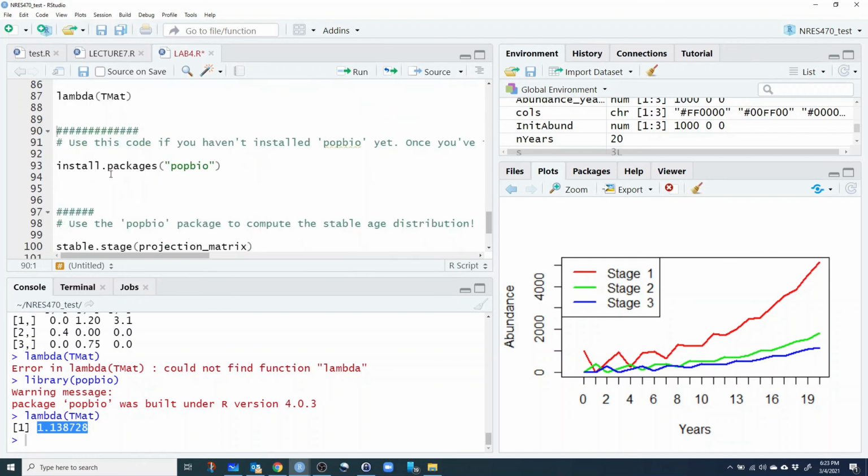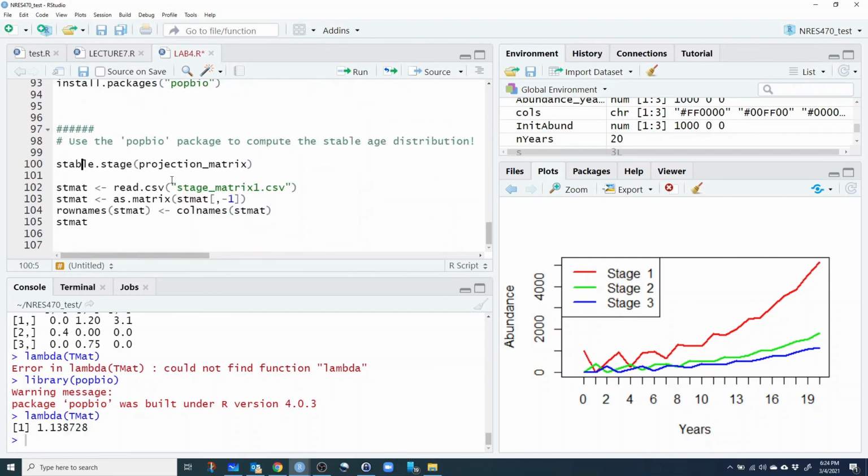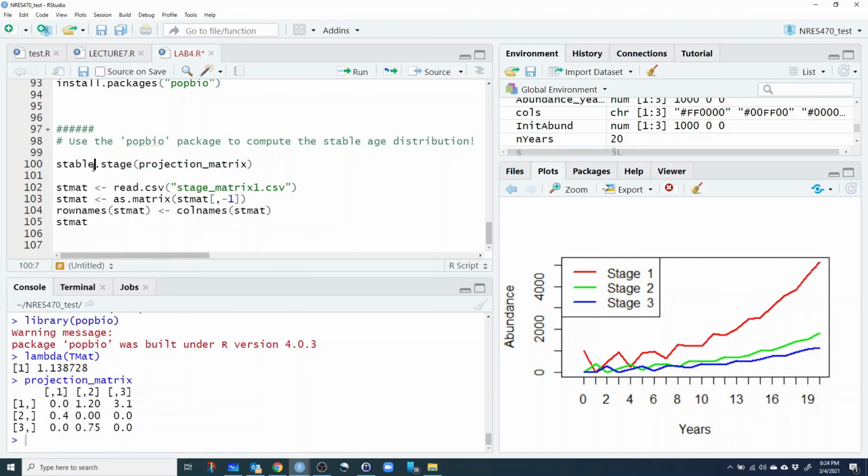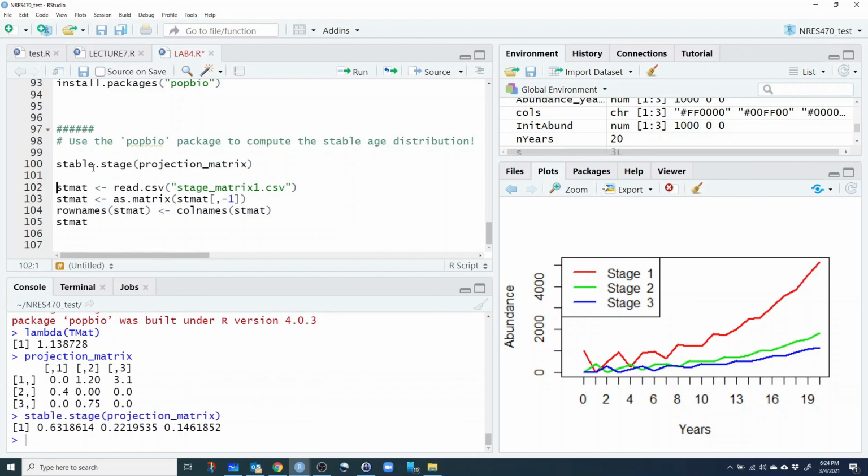And if you want to compute the stable age distribution, you can also take your projection matrix and compute the stable age distribution using the stable stage function from the PopBio package. And it gives you the percent of the population that's expected to be in stage 1, stage 2, and stage 3 at stable age distribution. So 63% of the population is in stage 1, 22% of the population is in stage 2, and 14% of the population is in stage 3. All right.